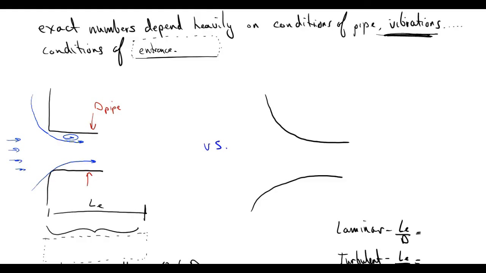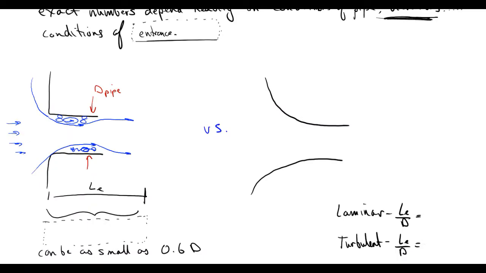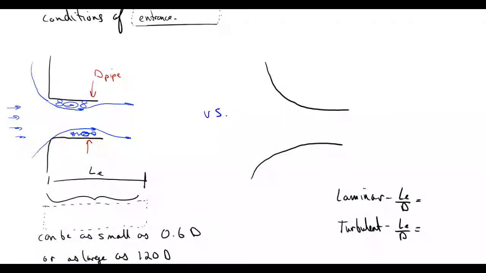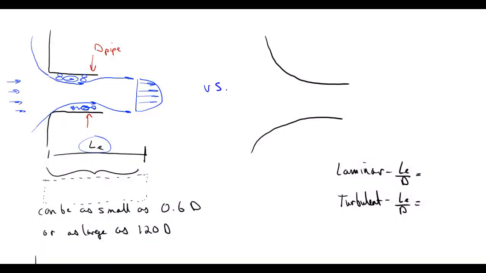We can model this, so we're not going to ask you to really do this much in class, but just so you know, you can model the entrance length. We make a non-dimensional parameter called LE over D, and for laminar flow, this is roughly equal to 0.06 times the Reynolds number. For turbulent flow, this is equal to 4.4 times, not times 10, 4.4 times the Reynolds number to the 1/6 power. Something to note about both of these is that as you increase the Reynolds number, you increase the entrance length.